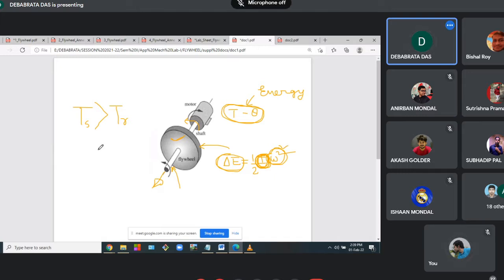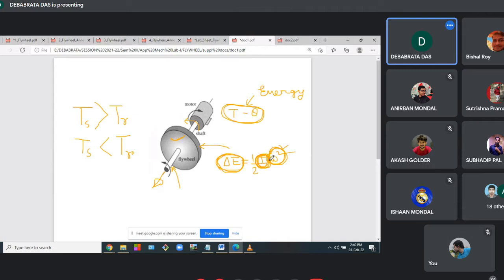Or say, in another part of the cycle, the supplied torque is less than the required torque. Then the speed of the machine will tend to decrease, as you are taking away some amount of energy, delta E. The speed will decrease, but due to the high value of I, it will decrease to a very small extent.